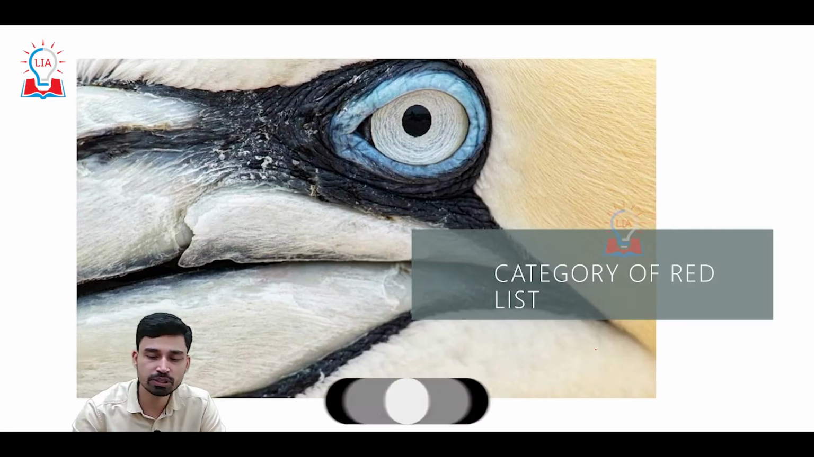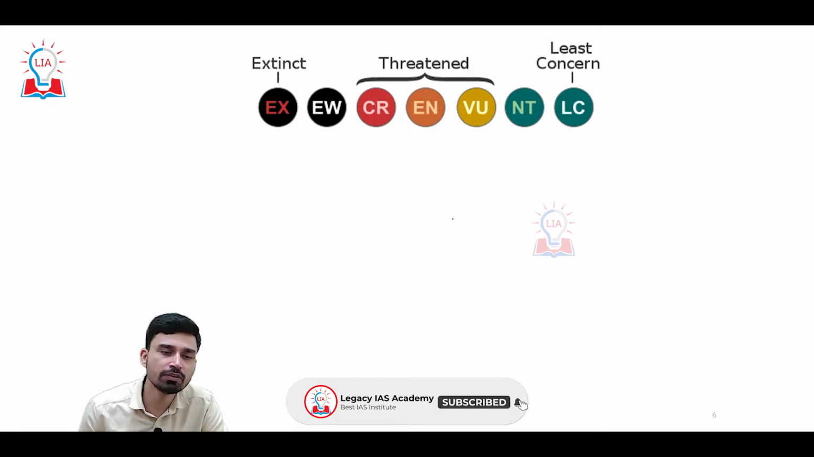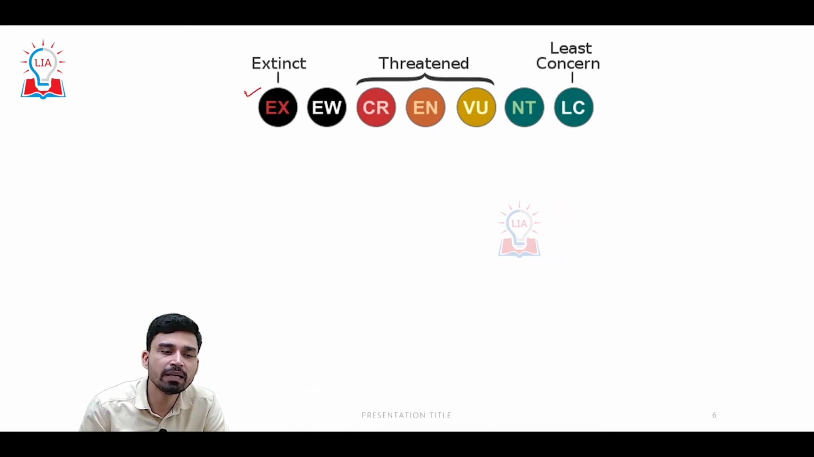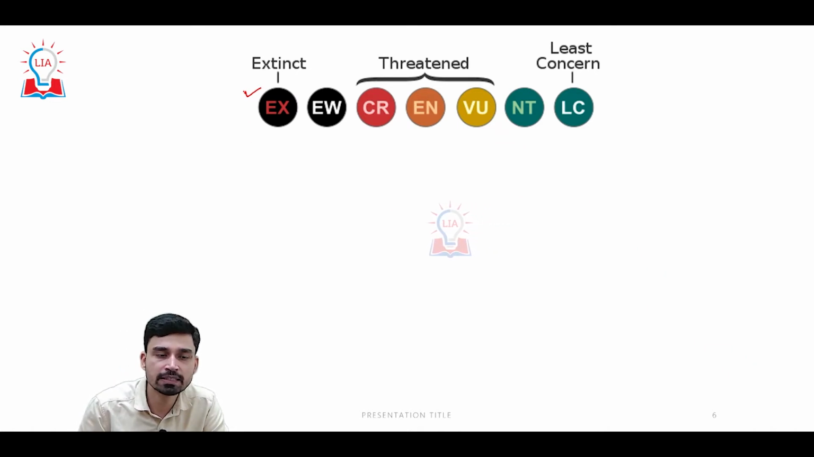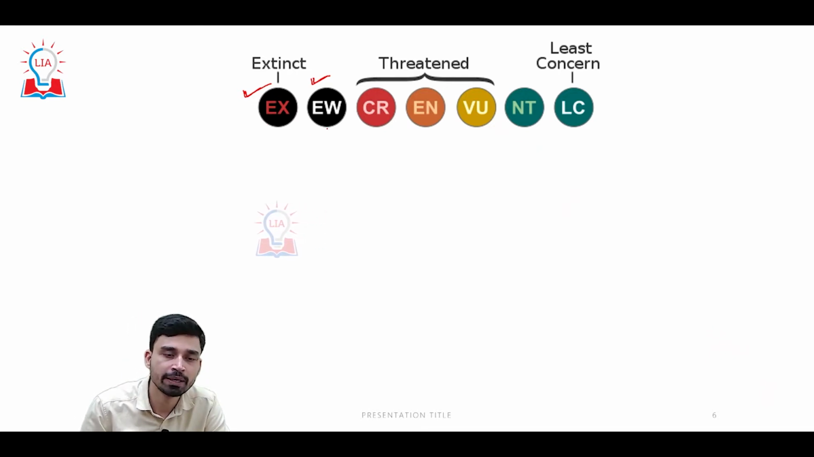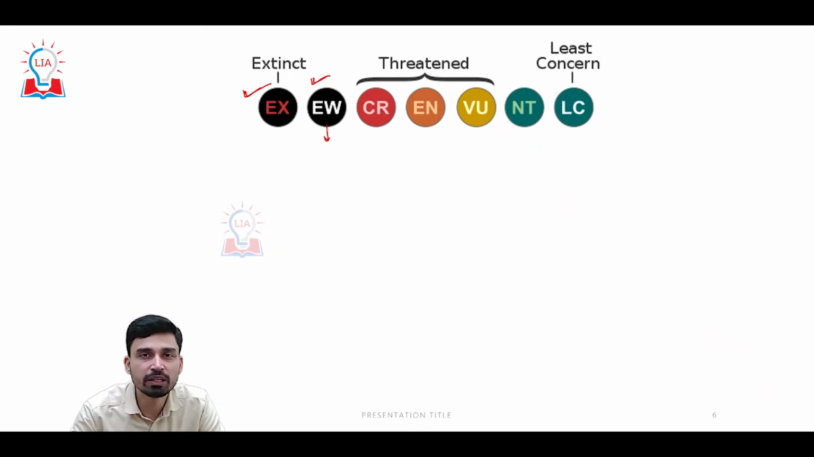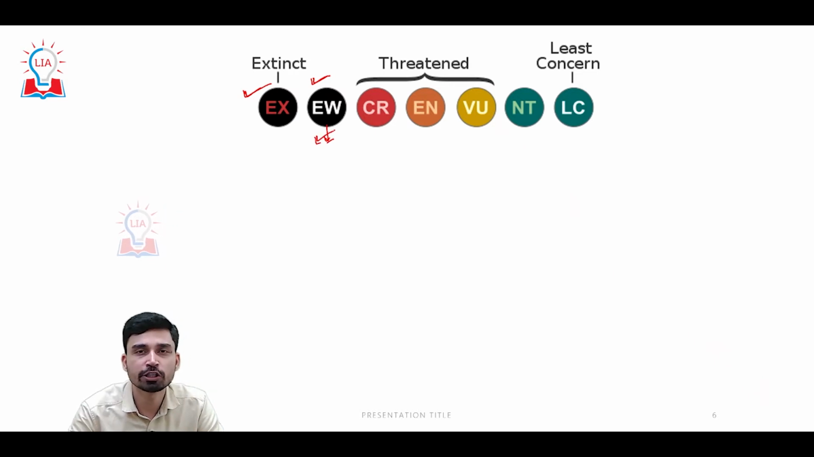Now let us try to understand the categories of the Red List. As far as the categories of the Red List are concerned, we have a total of 7 main criteria. First is extinct. The second is extinct in the wild. Extinct means that we do not have any evidence of any single individual of that particular species being present in the world today. Extinct in the wild means the species only exists in conservation parks, zoos or something like that, but in the wild areas their population has become extinct.